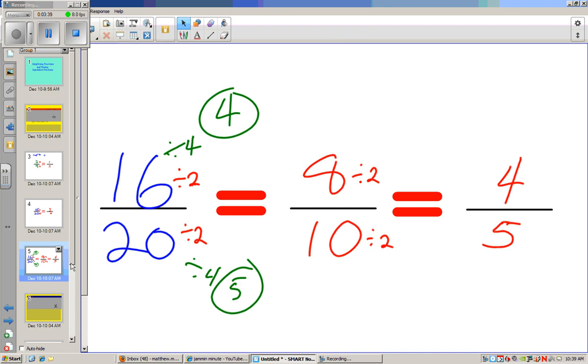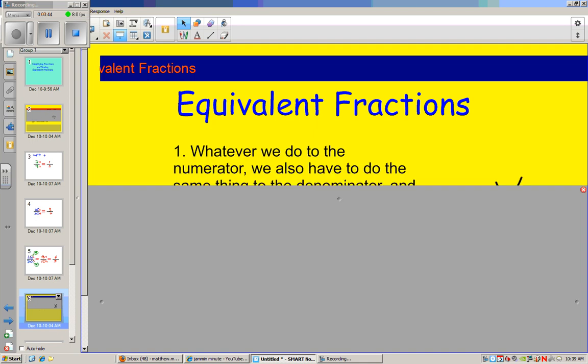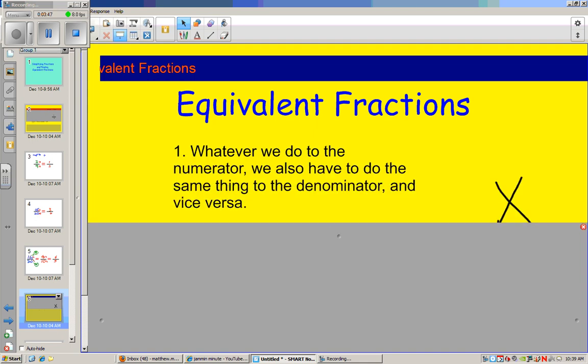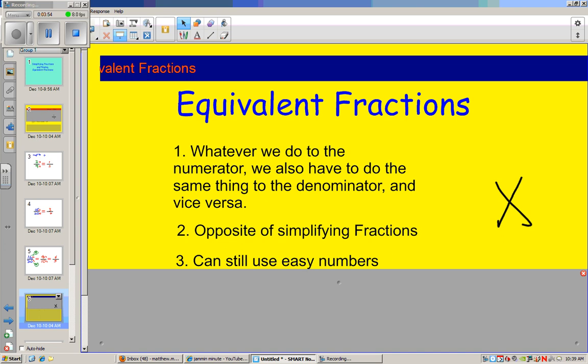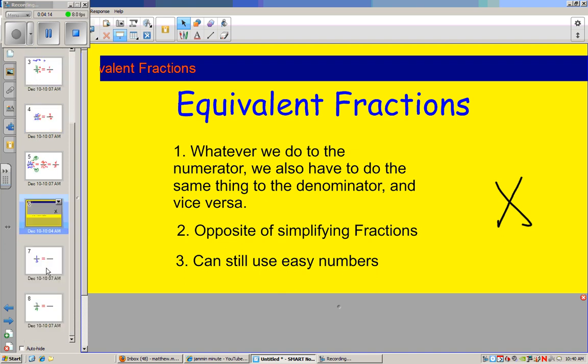Now if we move on to equivalent fractions, the rules are almost the exact same. Whatever we do to the numerator, we have to do to the denominator. So if I do it to the top number, I have to do that same action to the bottom number and use the same numbers. It's the opposite of simplifying fractions. So instead of dividing, we're going to be multiplying here. And instead of getting a smaller number, we're usually going to end up with a bigger number. And then you can still use easy numbers. There's no reason to use huge numbers in order to find our equivalent fraction. We can just as easily use some small numbers and it gets us the answer.